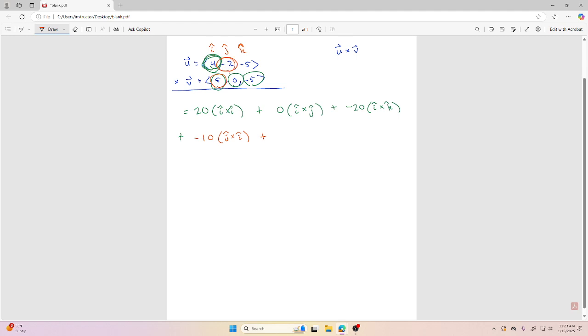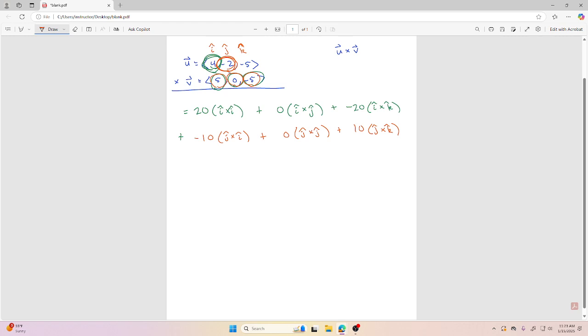The next one, -2 times 0. I know it's 0 and you don't really have to write anything else, but I'm trying to show that pattern on the very first one. And then I got -2 times -5 is a +10, J cross K.